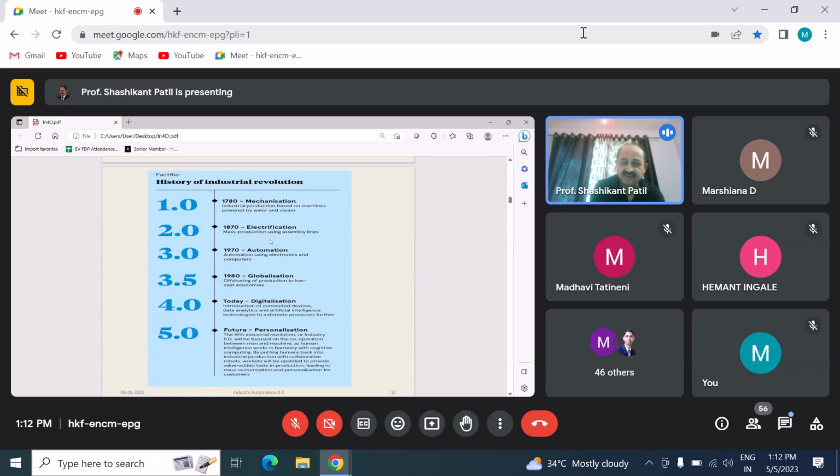In 1870 the second revolution started, more or less electrification came into the picture. In 1970 automation was coined, and in 1980 globalization, and today we are in the world of digitalization, where we have introduced connected devices, data analytics and AI.